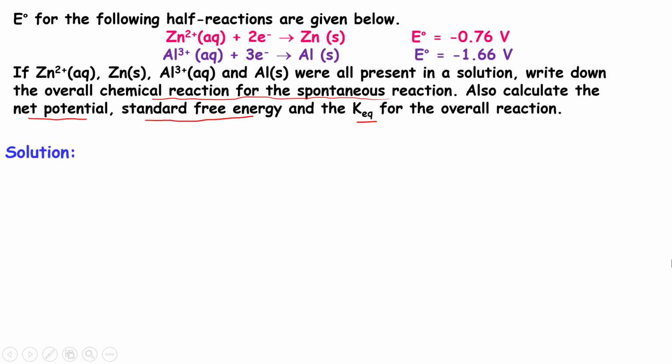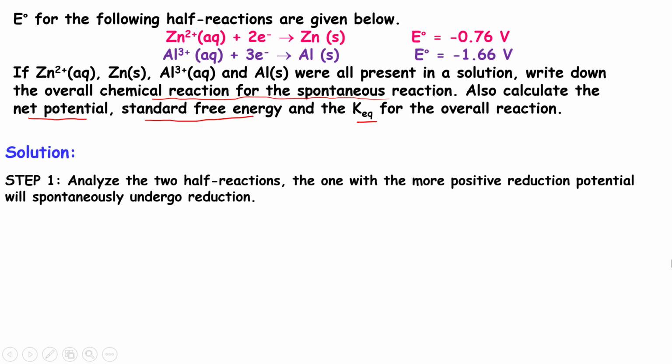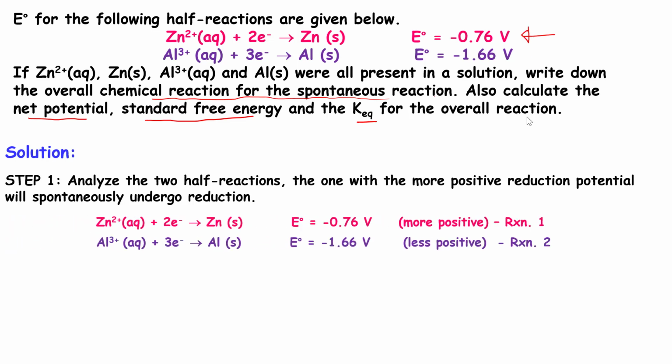redox problem. Okay, so first thing is you have to analyze the two reactions and then figure out which one has the more positive reduction potential. And if you analyze it, you can see that the top reaction has a much more positive reduction potential. So we just write that down. So the first reaction is more positive, the second reaction is less positive. So if the first reaction is more positive, that tells you that that's the reaction that is going to undergo reduction. And the second reaction that we have is going to undergo oxidation.